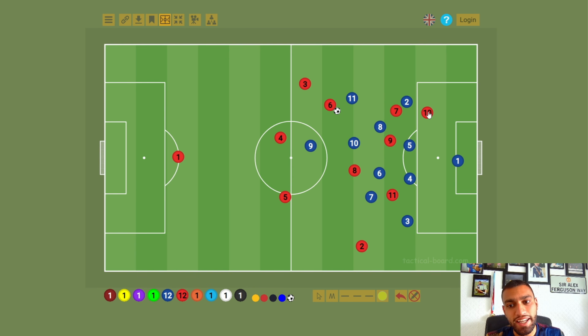And then the 10 will be making this run here and the 6 just turns and plays back in that same direction. Now the 10 has space, there can be an early cross into the box where the 11 could meet the ball and score, or the 9 could be involved, or as the fullback presses the ball now, there's this much space. The 7 makes this underlapping run, obviously standing onside, timing their run to receive the pass in this sort of area, and now there's opportunities for cutbacks, crosses, chipped passes into the back post, and then from there, it's just about creating chaos.